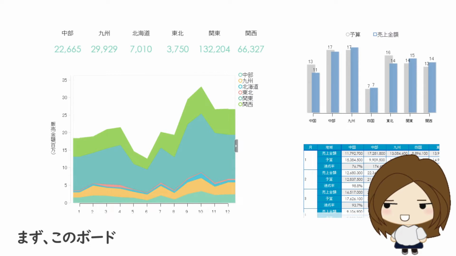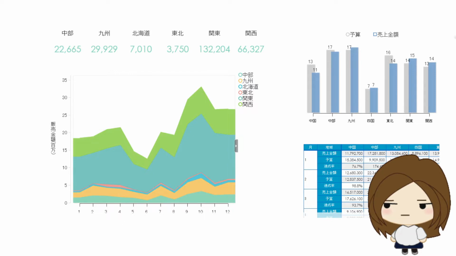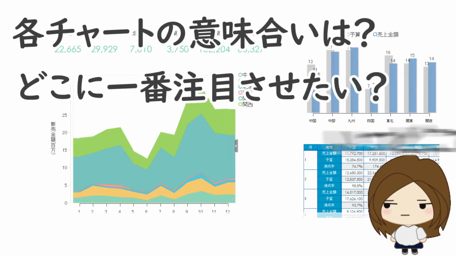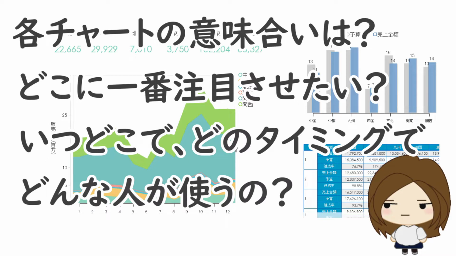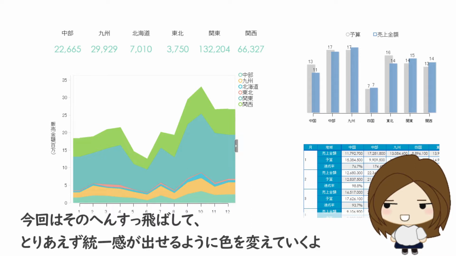First, we have this board. It has a graph you commonly encounter, and the colors are mostly default ones too. When choosing colors, you need to think about the meaning of each chart, where you want to draw attention to the most, who will use the board and when, and so on. I think it's best to clarify things like purpose of use and planned usage. I'm going to skip that step this time and just change the colors to make it look more uniform.